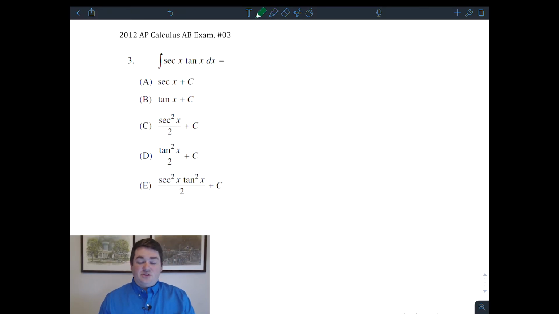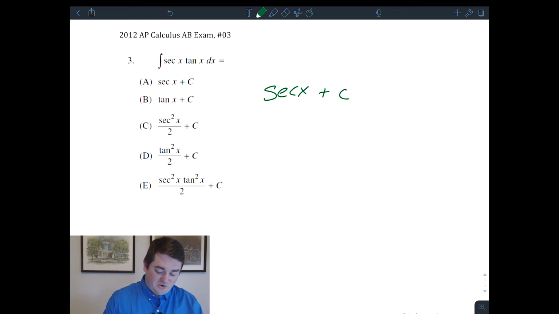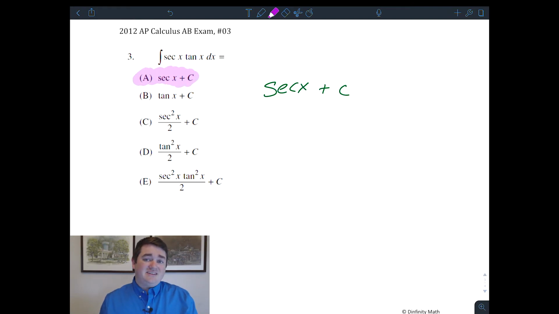2012 AB number 3. What is the antiderivative of secant x times tangent x? So this is just a basic trig antiderivative. Do you look at this and recognize secant x times tangent x as being the derivative of secant x? Just don't forget your plus c. The answer is A.